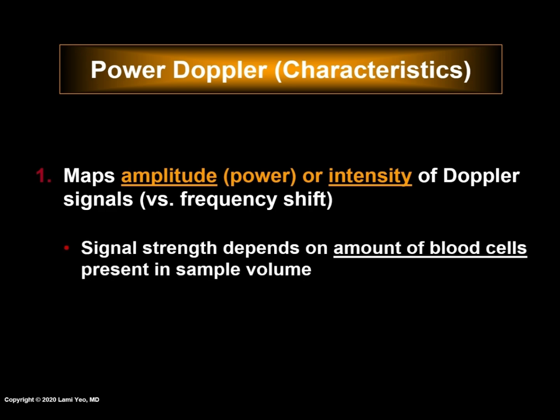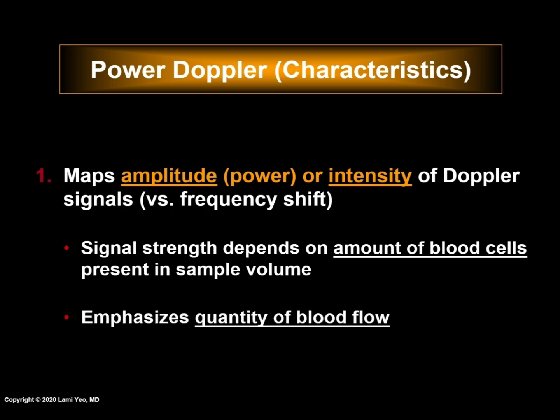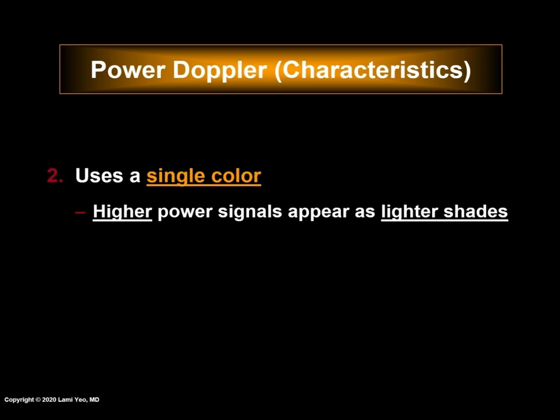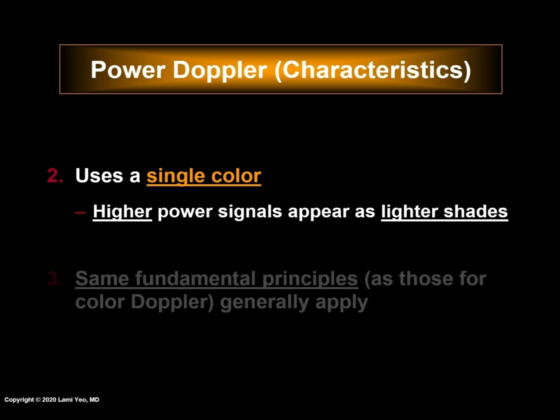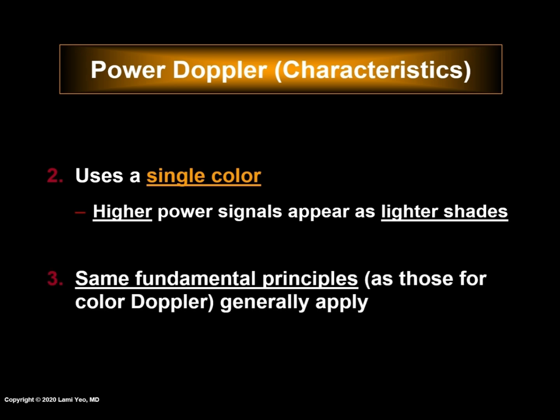The signal strength of power Doppler depends on the amount of blood cells present in the sample volume. In other words, power Doppler emphasizes the quantity of blood flow. Second, power Doppler only uses a single color in which higher power signals appear as lighter shades. Despite these unique characteristics, however, the same fundamental principles as those for color Doppler generally apply when imaging with power Doppler.